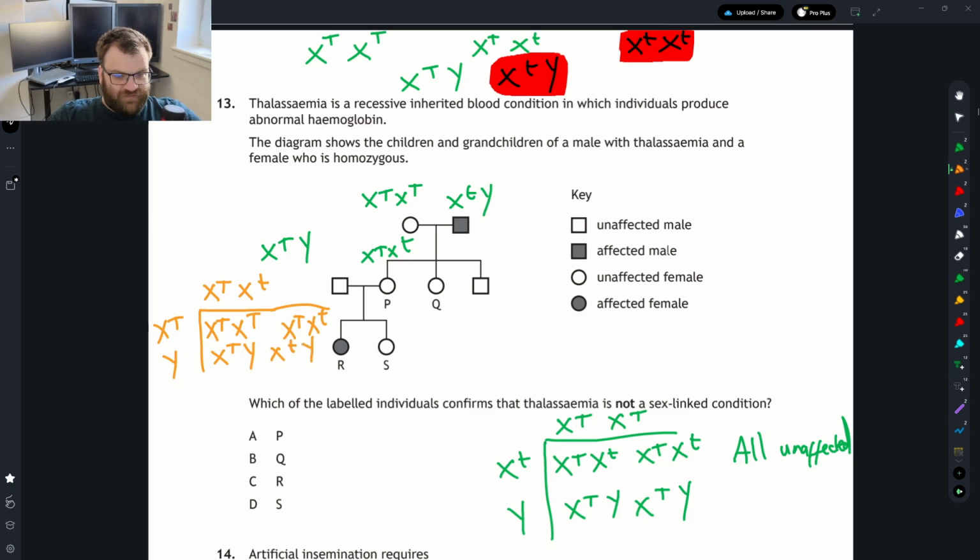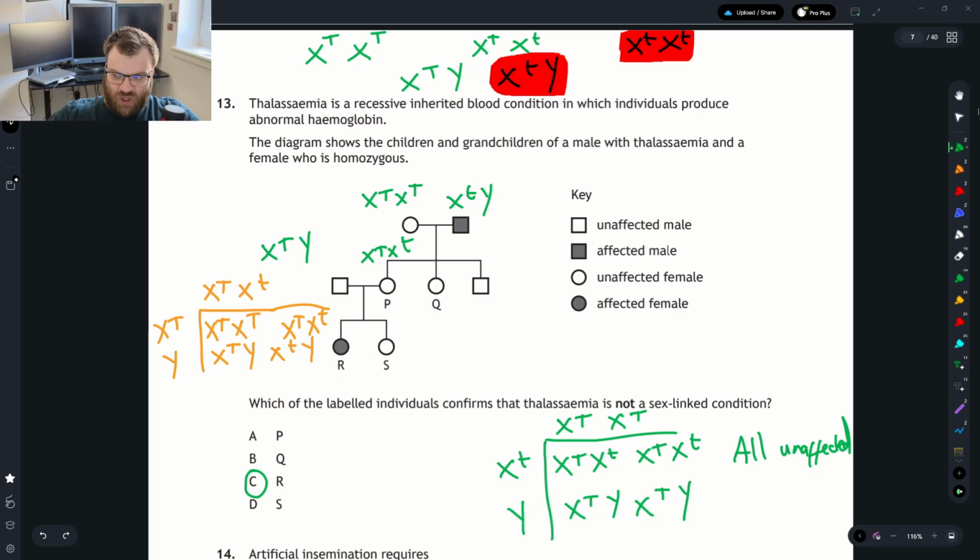So all the females would be unaffected, but we have got an affected female there. This means that this person R shows that this pattern wouldn't work. You could still get an unaffected female. That is a potential outcome, but you cannot get an affected female from that combination there.